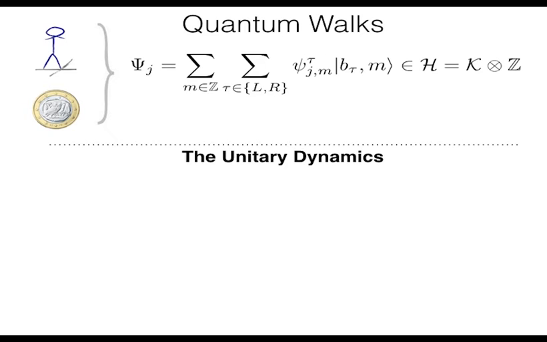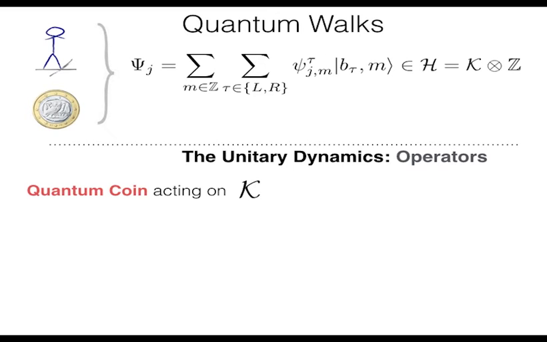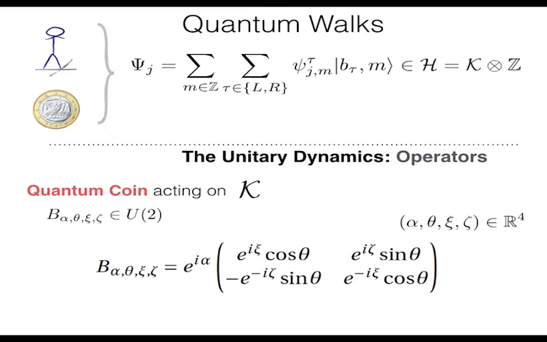And clearly, we want to describe a unitary dynamics, so we need to introduce the unitary operators. In this composite Hilbert space, first acts a quantum coin, that is the analogue of our classical coin. And you will see here, because the space is two-dimensional, we need just an element of U2, an element of this unitary group. And we know that an element of U2 is fully described by four real parameters, alpha, xi, theta, and phi.